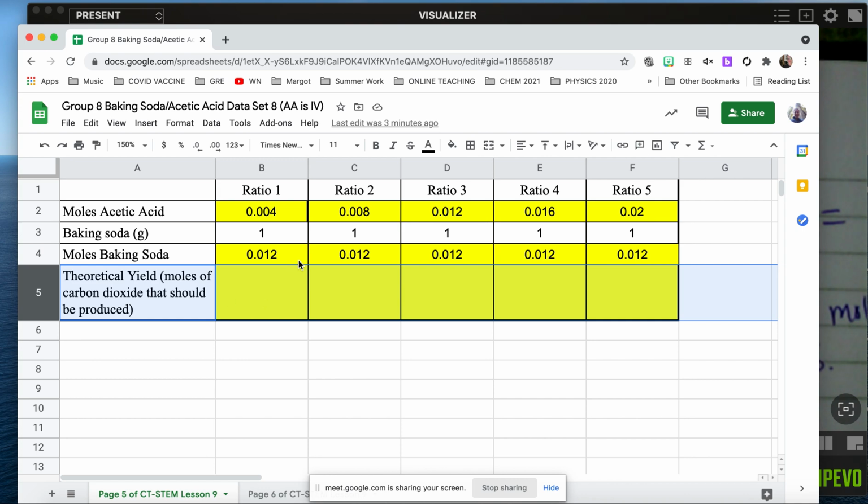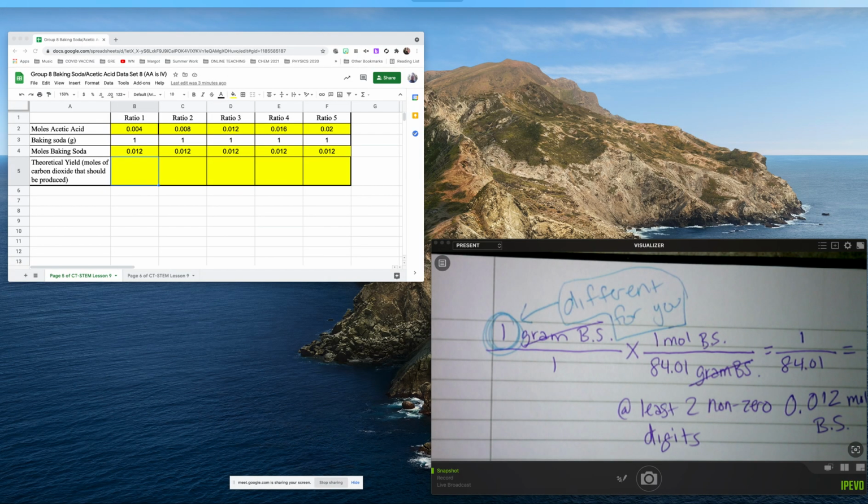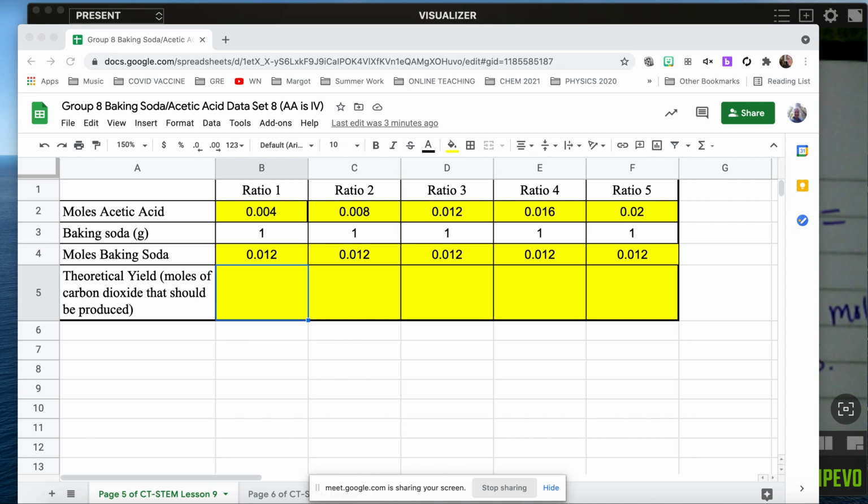Okay, so now we want to think through what the theoretical yield is going to be for what is produced. And this is another situation where these are all going to be different for everyone's data. If you have data set 1, your information is going to be different than if you had data set 4. Everyone's data is a little bit different. No one has the data that I have, so no one should have the same values that I have.